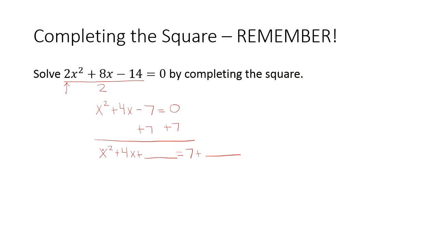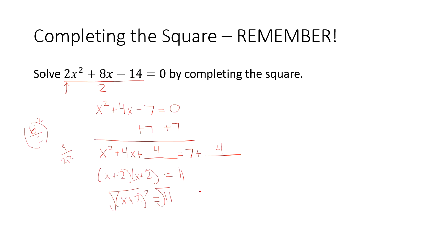Now, to find blank, we took our b term, we divided by 2, and then we squared. So, 4 divided by 2 is 2, squared is 4. And I'm going to put 4 on both sides. Now, on this side, we can factor this. And remember, it came out as x plus 2 times x plus 2, because my AC would be 4, and 2 times 2 would be 4, and that adds together to give me 4. That equals 11. Now, x plus 2 times x plus 2, remember, we could write that as x plus 2 squared.